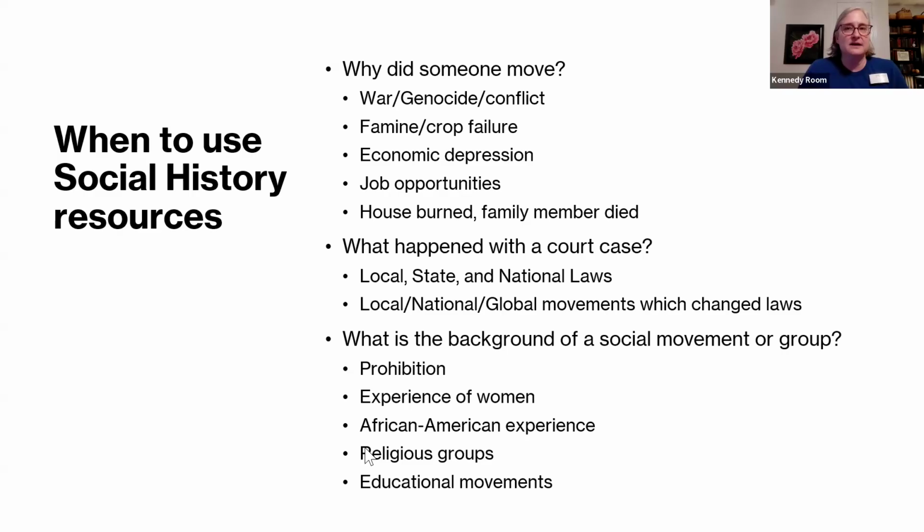abolition, freeing slaves, temperance and prohibition against alcohol, when people could vote or not vote. Those were larger laws and movements that may have affected your ancestors and the time and place that they lived. You may want to research the background of a social movement or group, things such as prohibition, the experience of women, the African American experience, religious groups and why they moved, and educational movements.